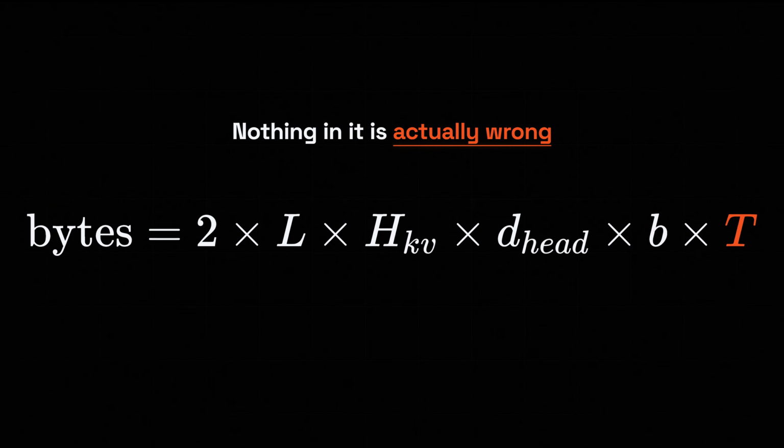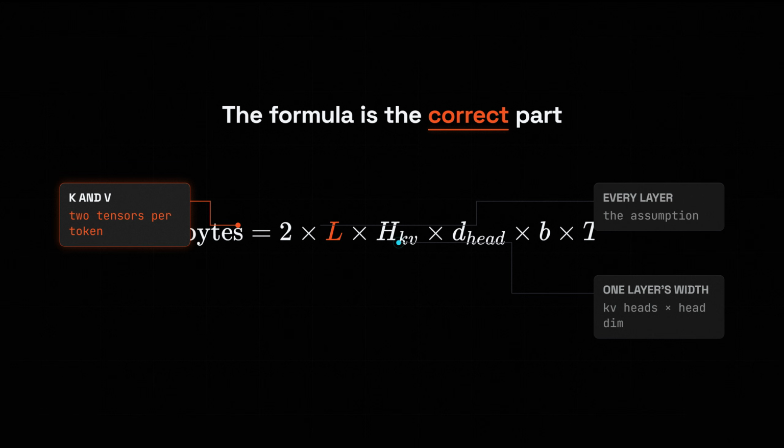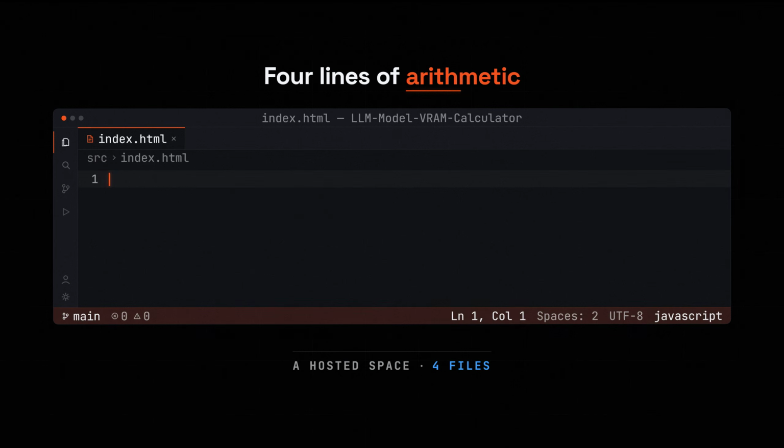Start with the formula, because the formula is the correct part of this story. Nothing in it is actually wrong. Cache size equals 2 times layers times key value heads times head dimension times bytes per value times tokens. 2 because you store a key and a value. Head dimension times key value heads because that is the width of what one layer has to remember. And layers because every layer remembers. That last word is where it breaks.